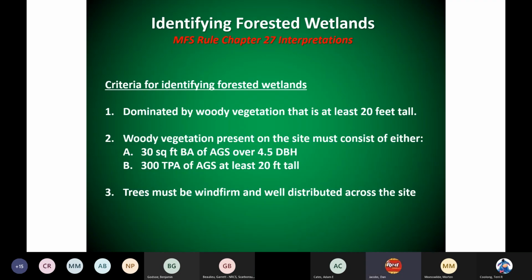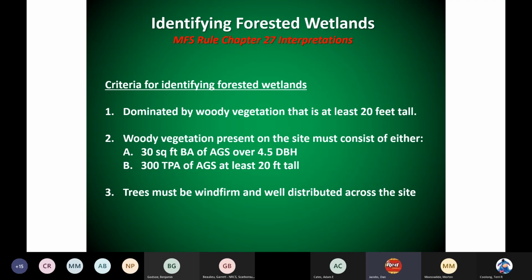So one of the things that we've done over the past year, and this is now on our interpretations sheet on the Chapter 27 page of our website, we have developed an interpretation to help people determine if they have a forested or non-forested wetland that they're dealing with. And this is a set of criteria that allows foresters, loggers, and landowners to actually take some measurements and make a determination that is going to be consistent with a determination made by the Forest Service. So in this sense, it was our attempt to get everybody on the same page. We want folks that are doing forestry activities in the real world to understand how we are making determinations. And this is how we determine whether a wetland is forested.